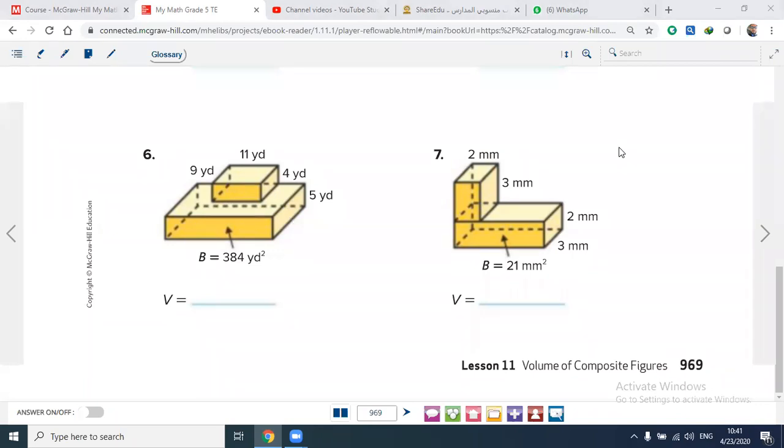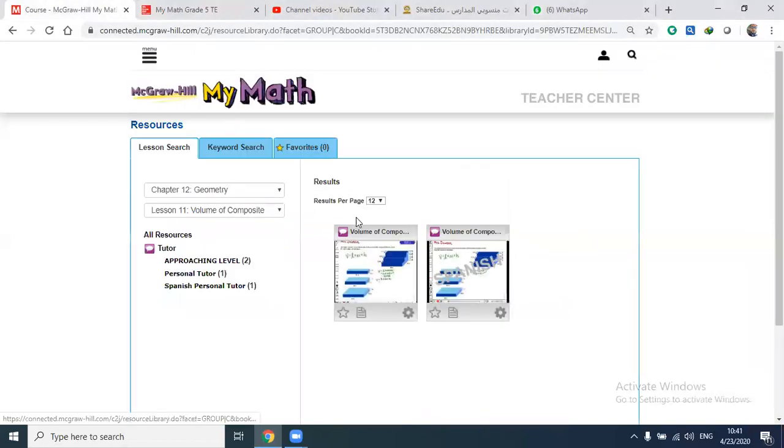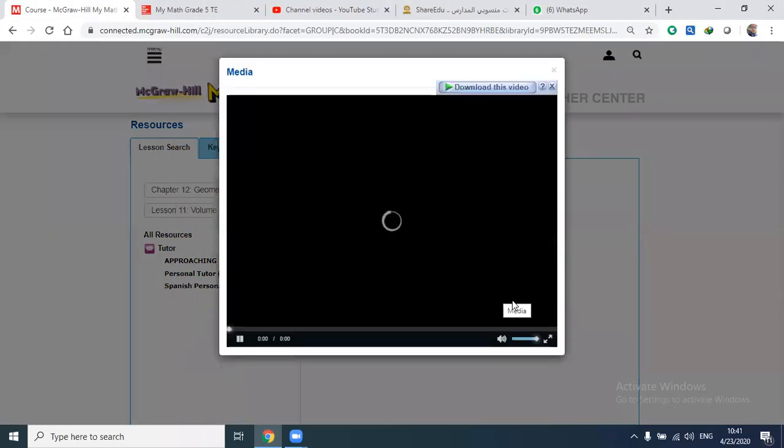I continue from yesterday's lesson, still on how to find the volume of composite shapes. Page number 969. Before we start, I'm showing you a short video about the lesson from Hill.